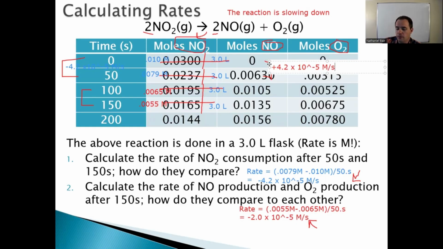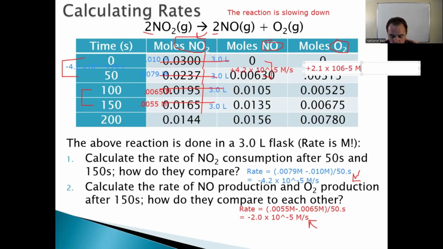So again, the coefficients of the balanced chemical equation allow you to compare them, right? Okay, so if the NO2 is going down by that rate, then the NO is going to be going up by that same rate. The O2 would be going up by half of that rate, right? So if we divide that in half, it's going to be being produced at a rate of 2.1 times 10 to the negative fifth molar per second.